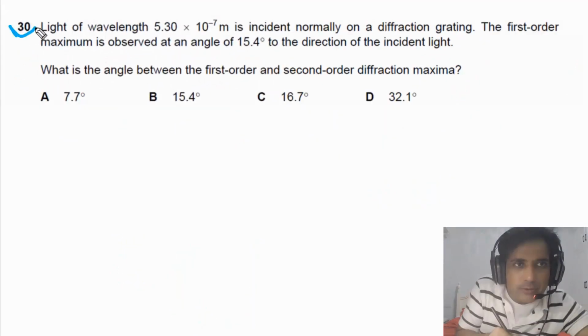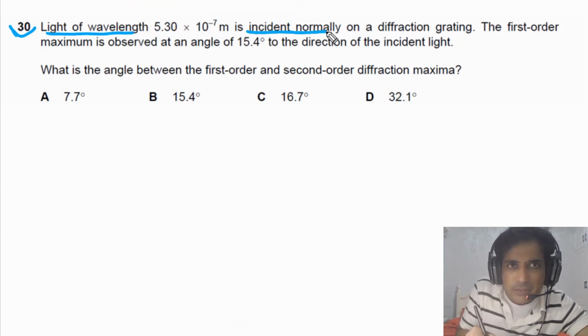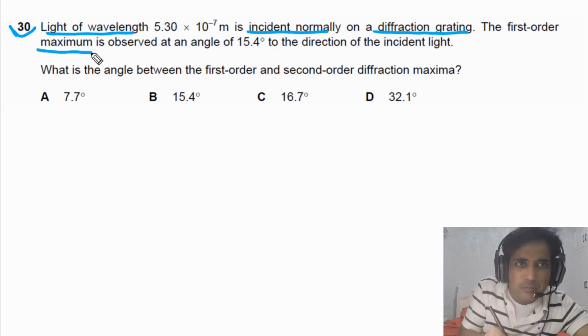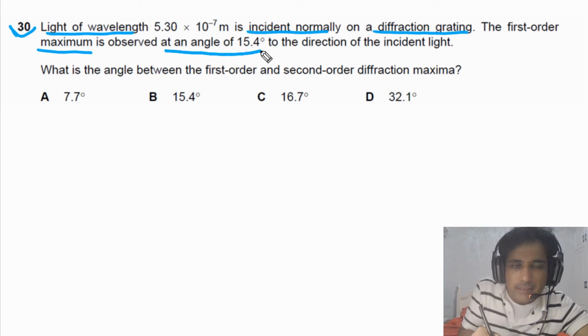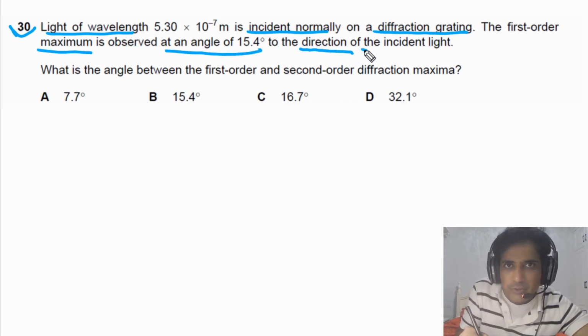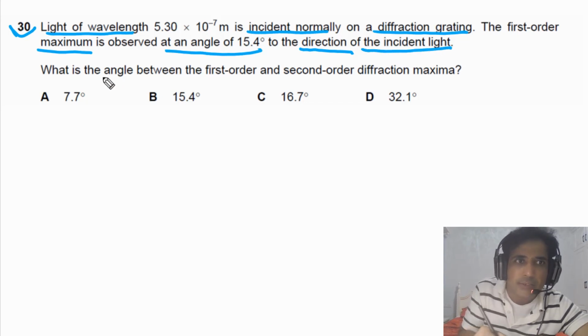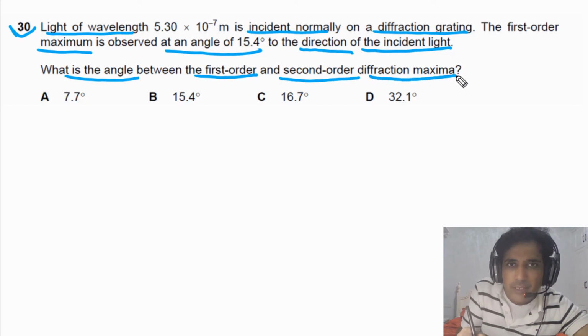For question number 30, it is given that light of wavelength 5.3 times 10 to the negative 7 meter is incident normally on a diffraction grating. The first order maximum is observed at an angle of 15.4 degrees to the direction of the incident light. We need to find the angle between the first order and the second order diffraction maximum.